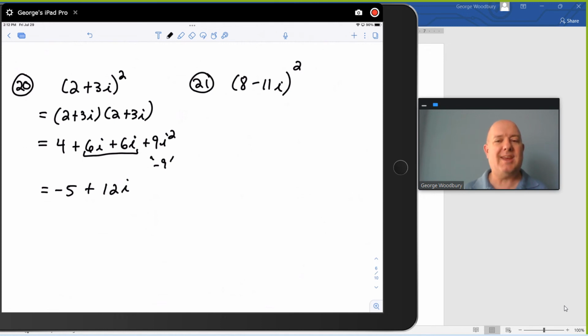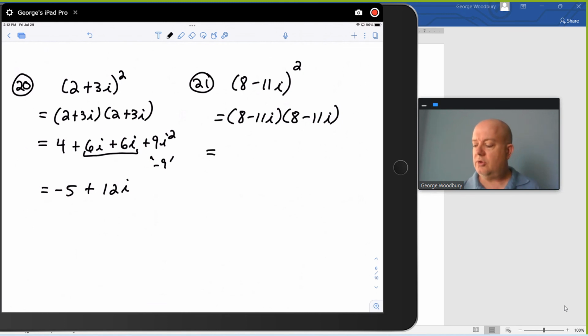Number 21, same idea, 8 minus 11i, quantity squared. So that's going to be 8 minus 11i times 8 minus 11i. And by the way, these aren't conjugates because the sign is the same in both, right? It's not 8 plus 11i and 8 minus 11i. We've got two of the same sign. So we can't use that conjugate rule that we had. Distribute the 8. 8 times 8 is 64. 8 times negative 11i is negative 88i.